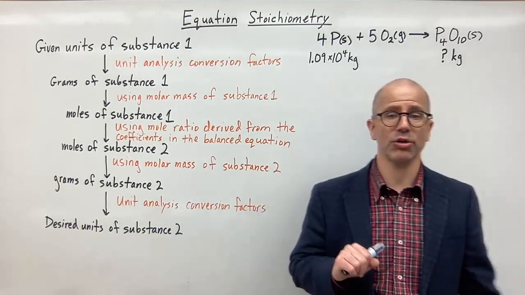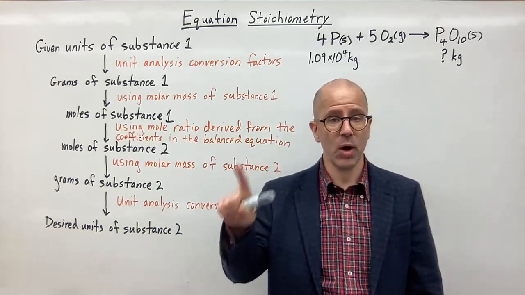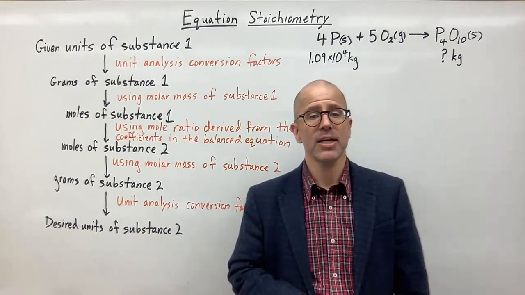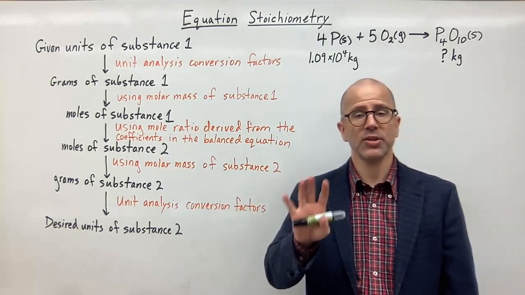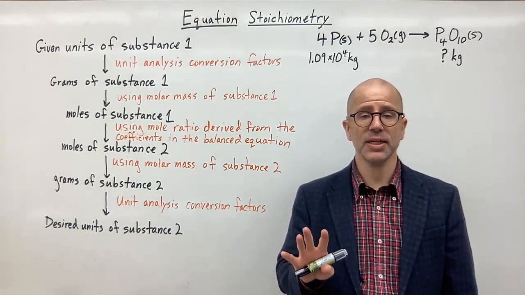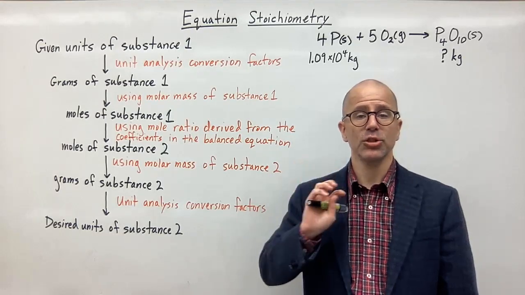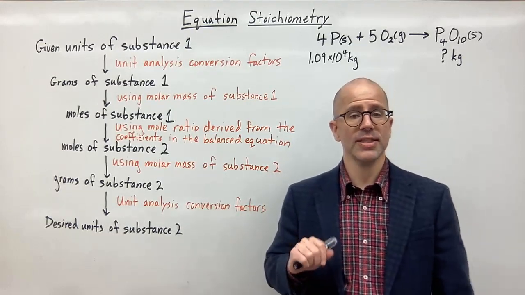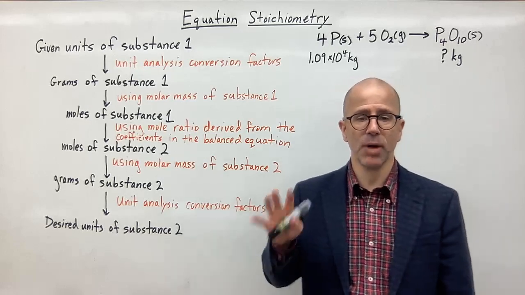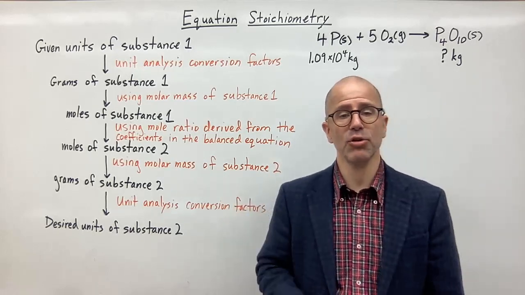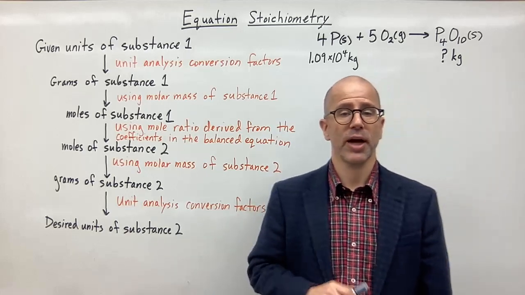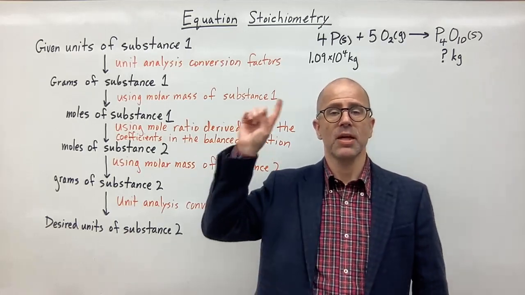Use the mole ratio to convert from moles of substance 1 to moles of substance 2. And then finally, step 3, once you get the moles of whatever that substance is, convert that to whatever unit you desire. So if there's a particular unit that you're supposed to get to in the problem, convert to that unit using whatever conversion factors you need at your disposal. Okay, so those are the 3 steps.